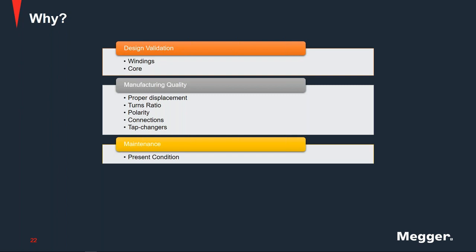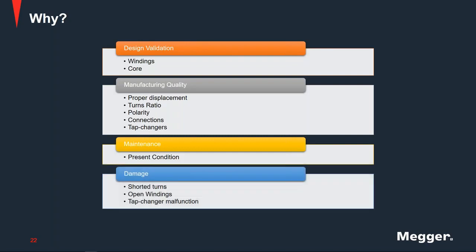When you're doing your routine maintenance, of course, you want to compare to your previous measurements, to make sure that nothing has changed over time. And then if damage is suspected, you can look for shorted turns, open windings, or again, tap changer malfunction if you see no continuity during your turns ratio testing. So that is the when and the why.